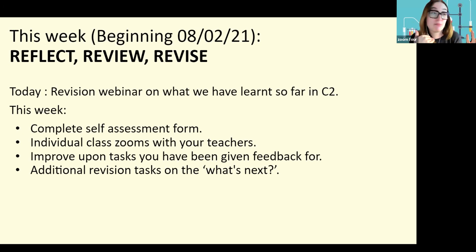And then if you are somebody who is super up to date, so all of your work has been submitted, you've got nothing to catch up on, you've responded to your feedback, you didn't have much to respond to and resubmit to your teachers, well, then there is a sheet that you will have uploaded with what's next tasks on them.